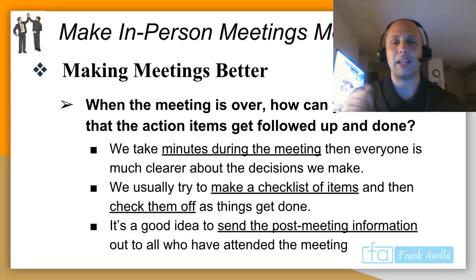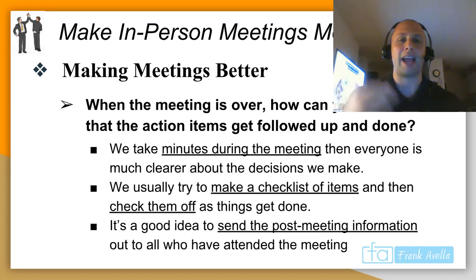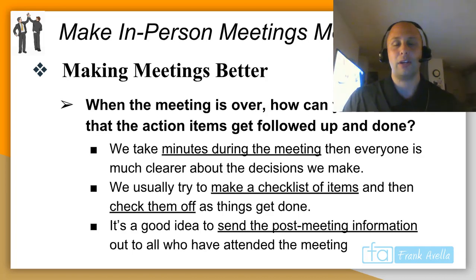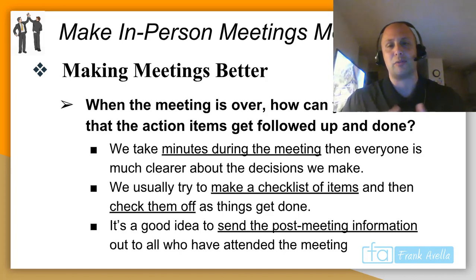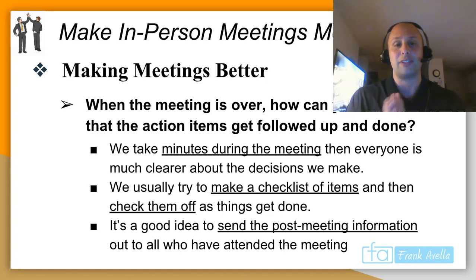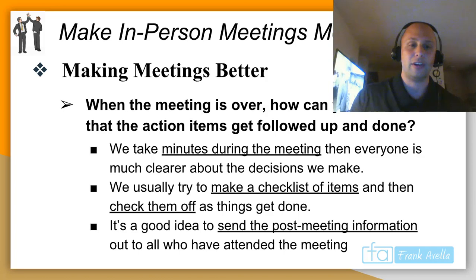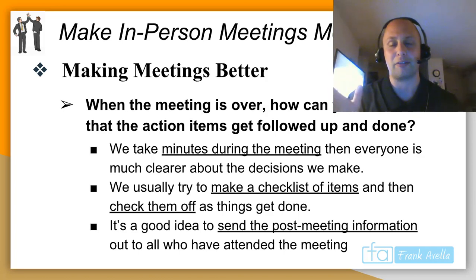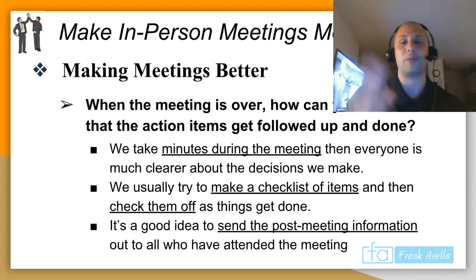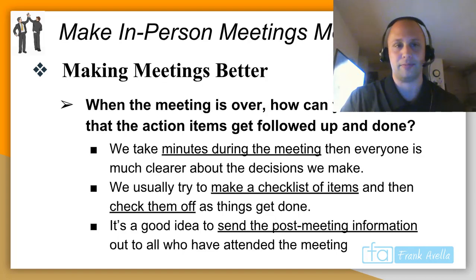Okay. When the meeting is over, after the meeting, how can you ensure that the action items get followed up and done, right? Just because we have these action steps and action items doesn't mean it's going to get done, right? So what are you going to do to follow up? All right, so take minutes during the meeting, then everybody is much clearer about the decisions we make. So first you have to take the minutes down, make a checklist of items, and then have them check it off as they get done, right? So you have action items, but make it into a checklist, right? So it's interactive. And it's a good idea to send out post-meeting information, even after the meeting's done, to anybody who attended.